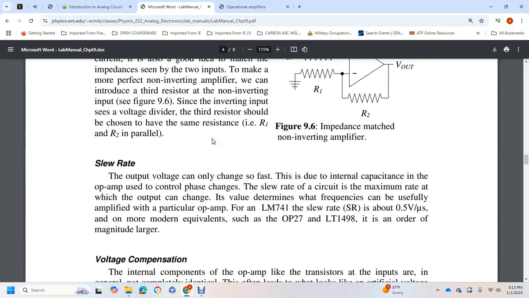Slew rate. The output voltage can only change as fast as the internal capacitance of the op amplifier allows. The slew rate is the maximum rate at which the output can change, and it determines the useful frequency range of the amplifier for a particular op amp.